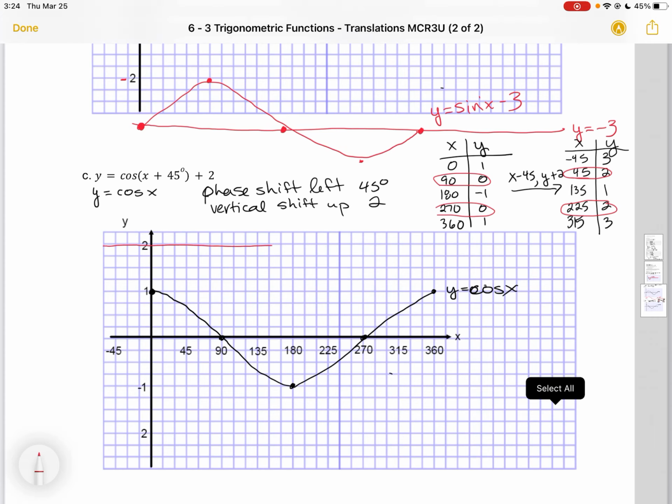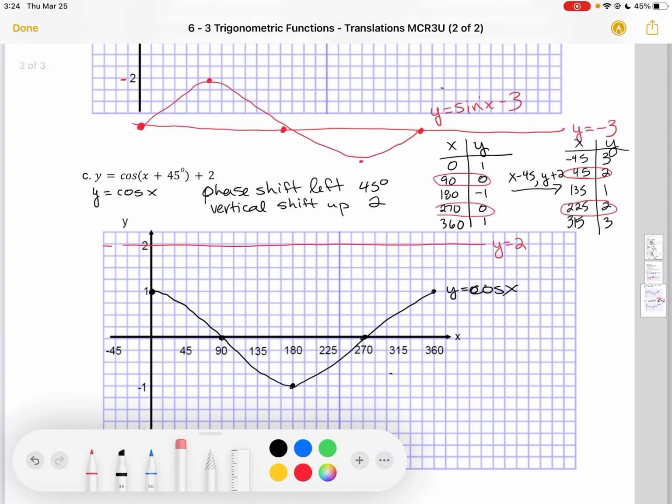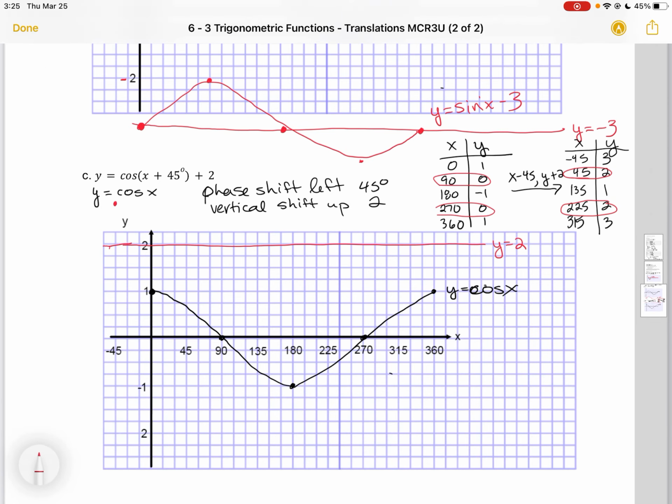So I've got a new midline up here at y equals 2. My first point is at minus 45, and it is at a maximum, so I'm going to have it up here. So minus 45 and 3. My next point, which is on the midline, is positive 45 and 2. Then I've got 135 and 1, 225 and 2. And then my last one would be 315 and 3.